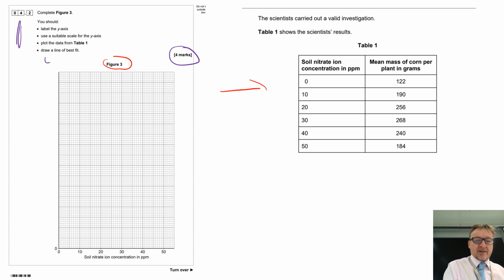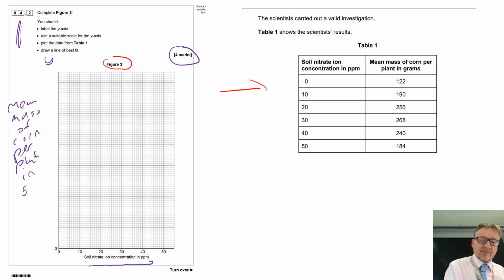Label the y-axis. That's the y-axis. I've got soil nitrate ion concentration at the bottom. So therefore, I'm going to write out in full mean mass of corn per plant in grams. Okay. Tick, just got a mark. How easy was that? Use a suitable scale for the y-axis.